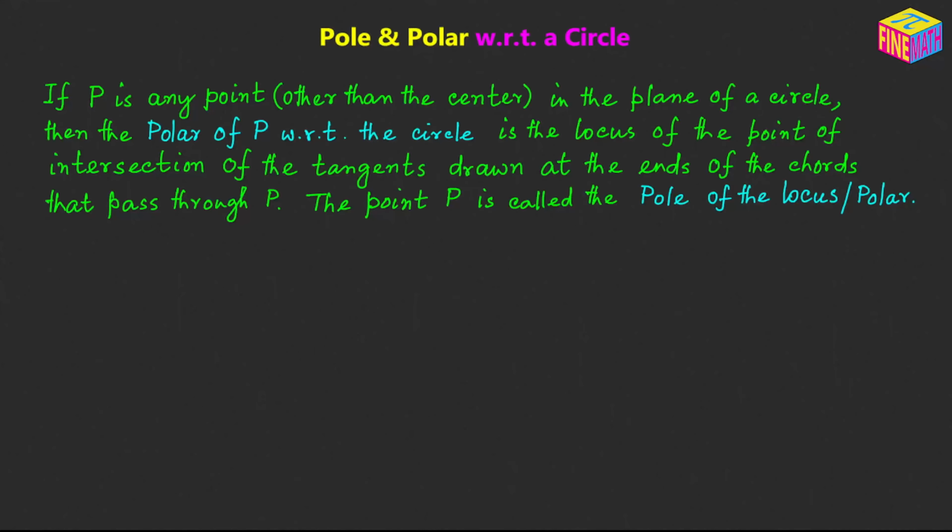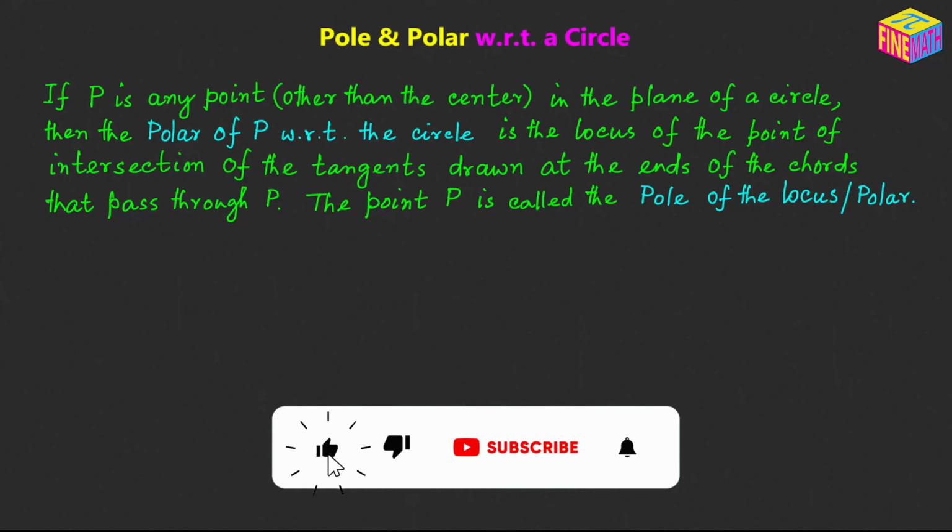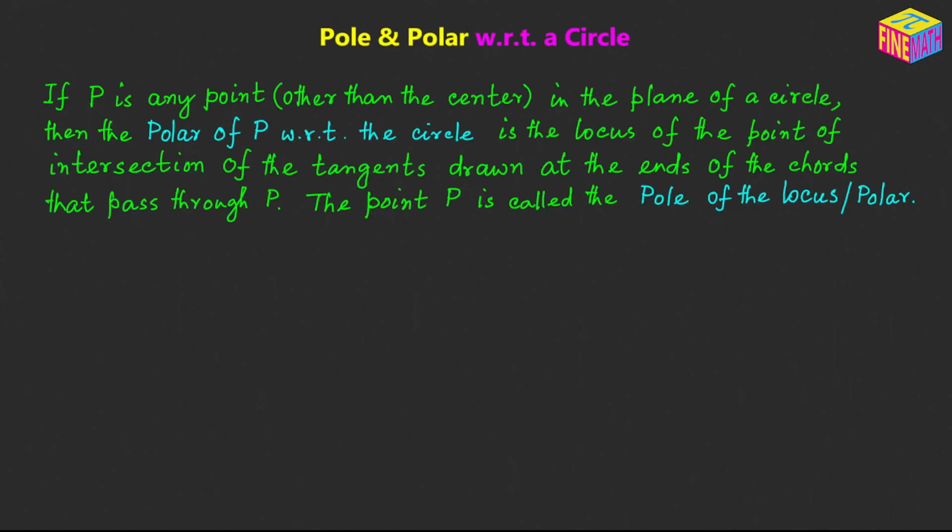If P is any point in the plane of a circle, then the polar of P with respect to the circle is the locus of the point of intersection of the tangents drawn at the ends of the chords that pass through the point P. The point P is called the pole of the locus or the polar. So as you can see, pole is a point and polar is the locus of a point of intersection. That means polar is a straight line and pole is a point.